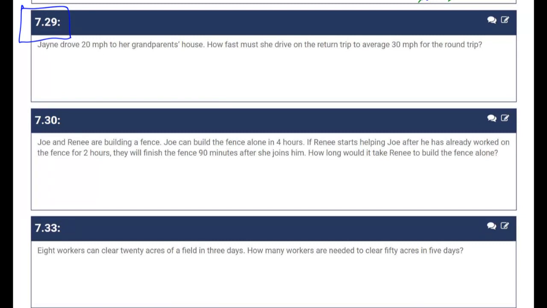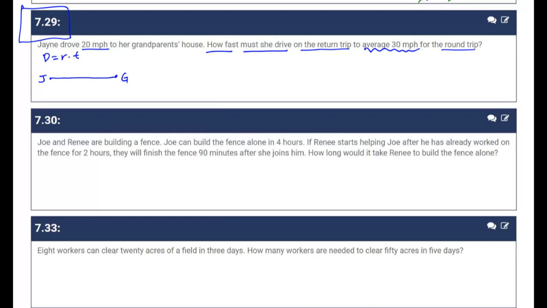Jane drove 20 mph, that's speed, right? So I guess this is about distance equals r times t problem, right? To her parents' house, grandparents' house, right? So from Jane's place all the way to grandparents' house. Now, the question is, how fast must she drive on the return trip to average 30 miles per hour for the round trip? So I guess she's going back and forth, and the average rate or average speed of the entire trip should be 30, right?